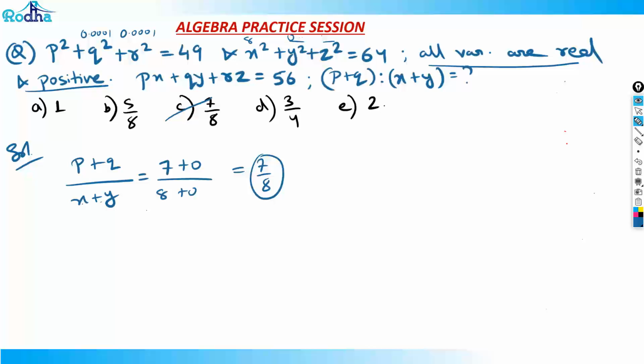So just try to make everything almost zero. That means p will be 7 and x will be 8. So our answer is 7 by 8. I hope you got this, guys.